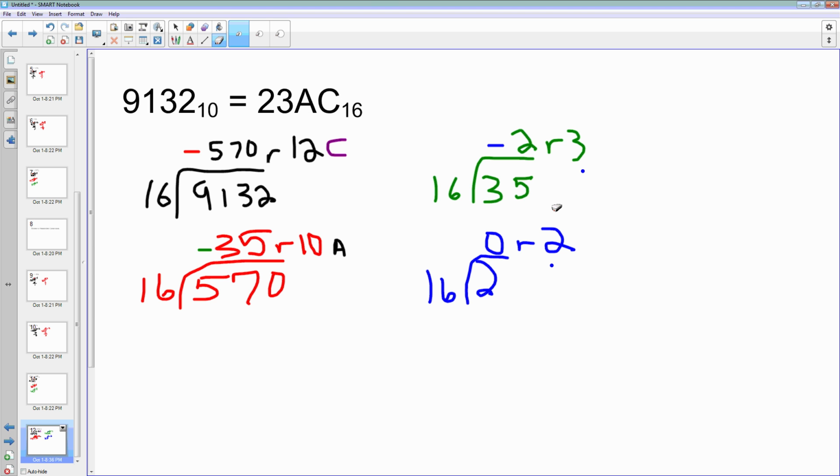Okay? There it is. I hope you find this helpful. This is exactly how you're going to convert from decimal to base 16 or hexadecimal. Thanks a lot.